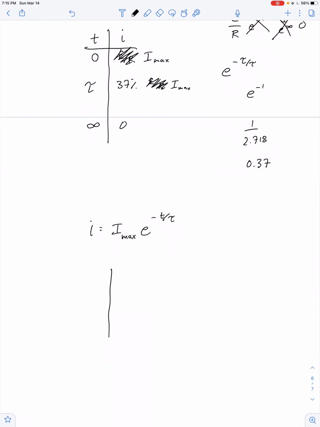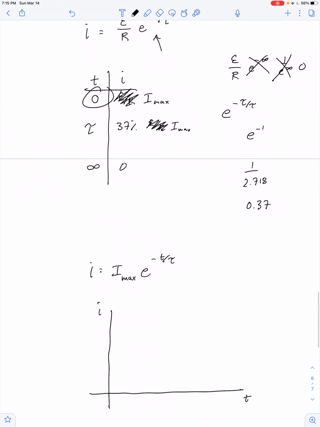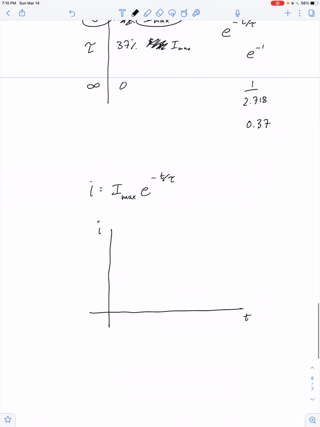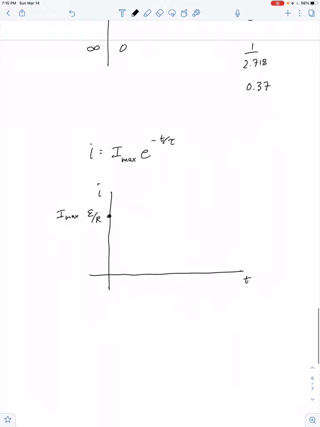Let's make the graph. Current versus time. At time t equals 0, it starts out at its maximum value. And what is that maximum value? It's the battery voltage divided by the resistance in the circuit. And from there, it asymptotically shrinks towards 0. It takes an infinite amount of time to get to 0, but it doesn't take an infinite amount of time to reach 37%. If this is 100% of the maximum current, then this maybe represents 37%.